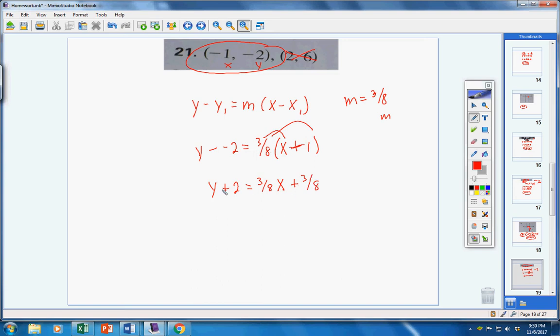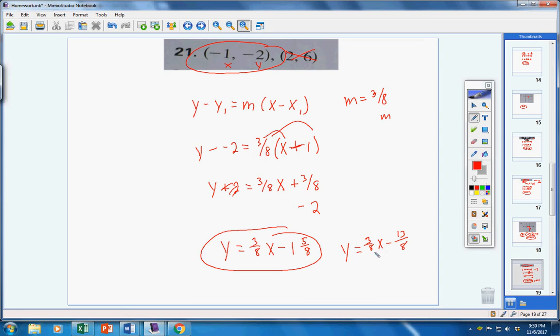Now get y by itself. Bring your 2 over. Make it negative, okay? So y equals 3/8 x minus 1 and 5/8. Okay? Now, that is a great answer. You can also put y equals 3/8 x minus 13 over 8. Alright? Any of those will be fine.